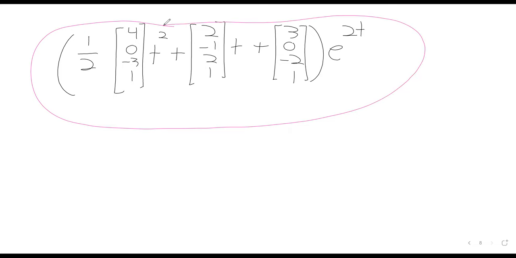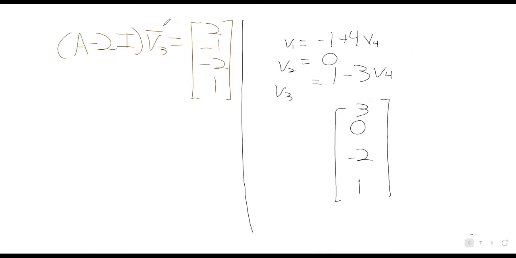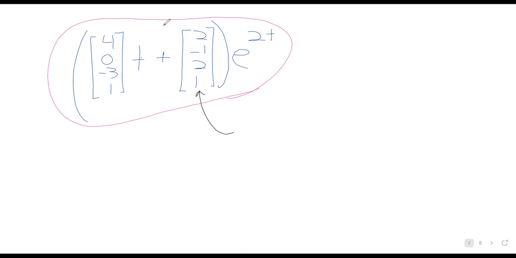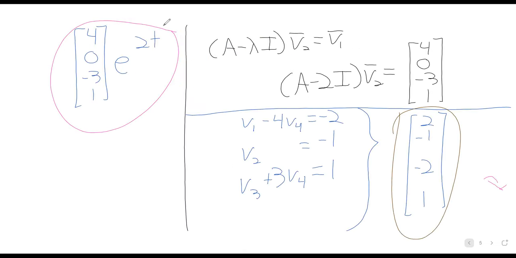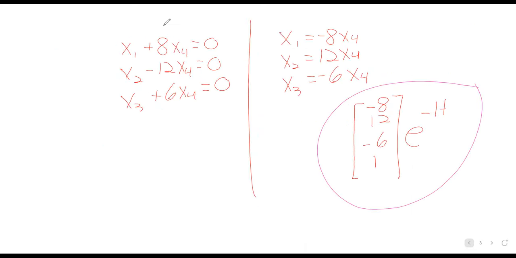We needed 4 solutions. I've been circling them in pink. So there's a solution. There's a solution. There's a solution. There's a solution. We have the four solutions we need.